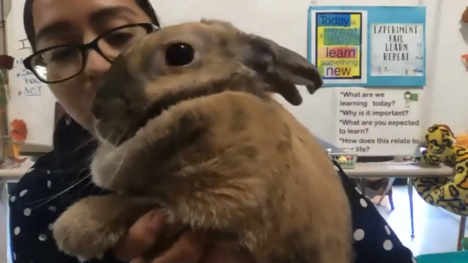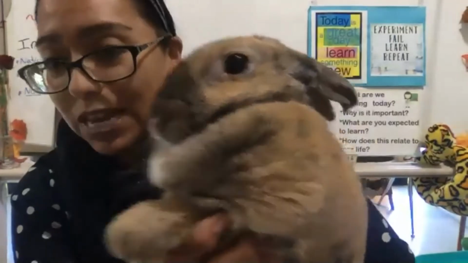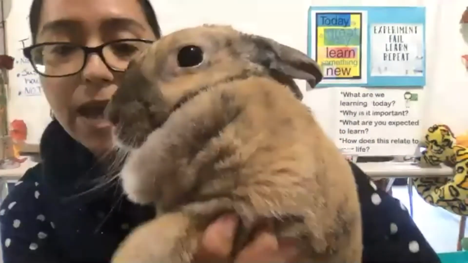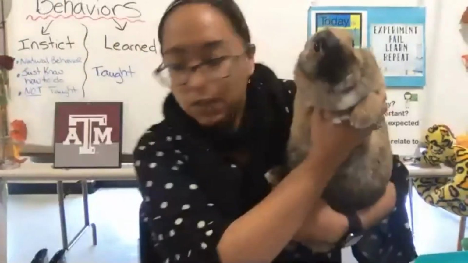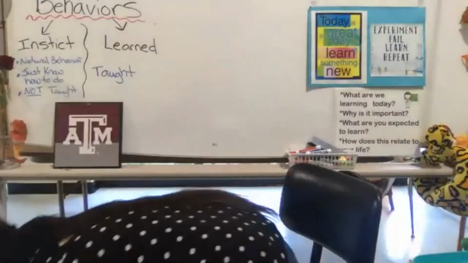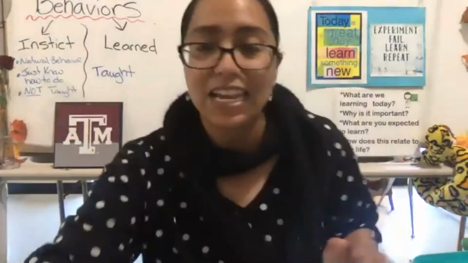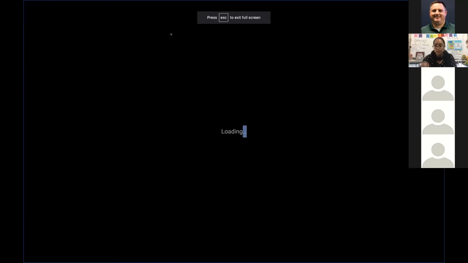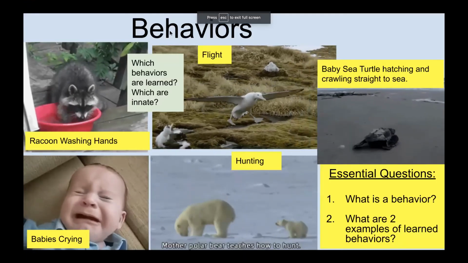So that is Mochi the rabbit. Again, be thinking about what are some instinctual behaviors that rabbits just automatically know how to do. So I'm going to go ahead and put Mochi down, and then we're going to go ahead and start our presentation. And I have 2 essential questions for y'all. So hopefully by the end of this presentation, you'll be able to answer these 2 questions.